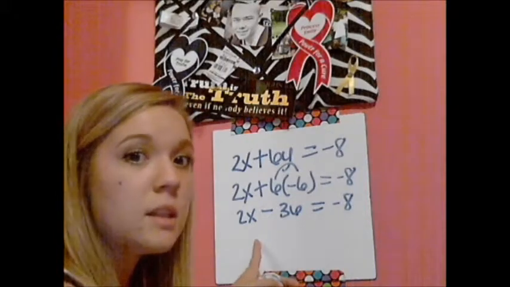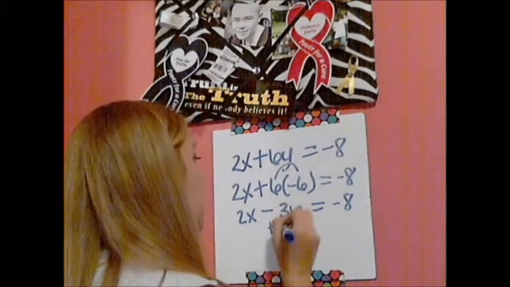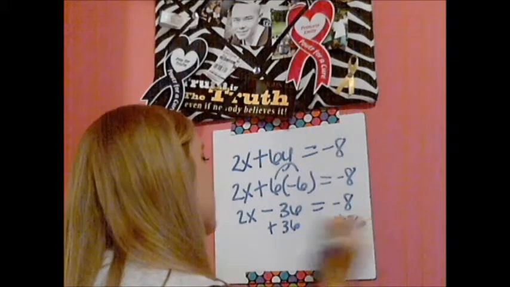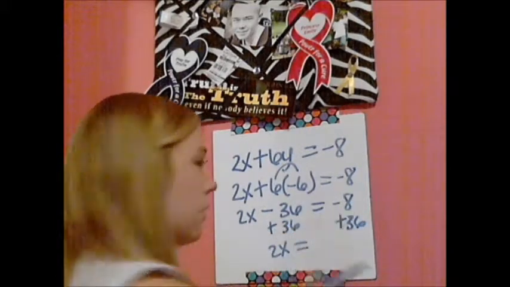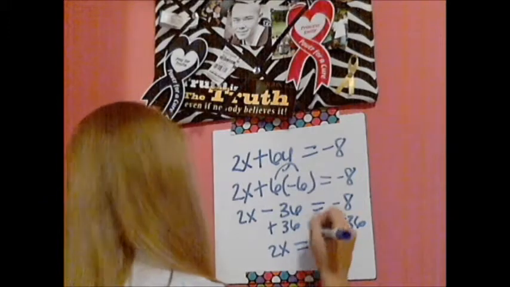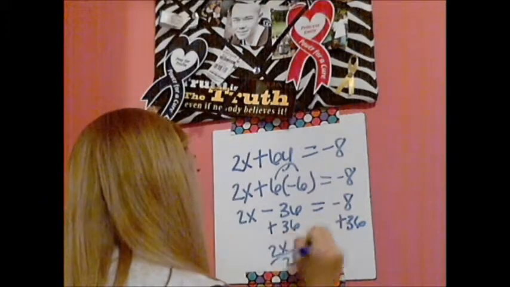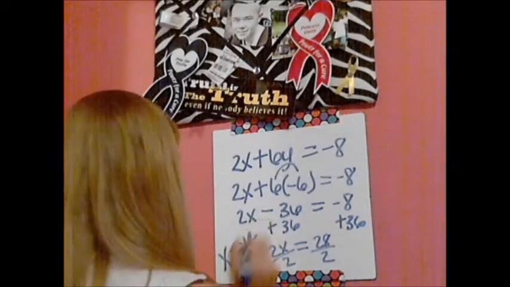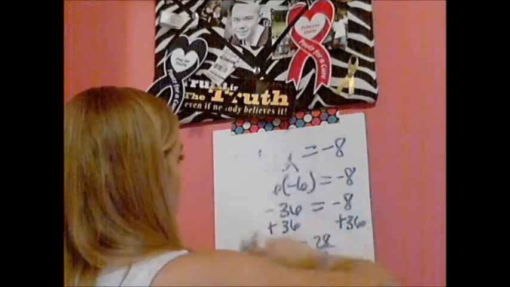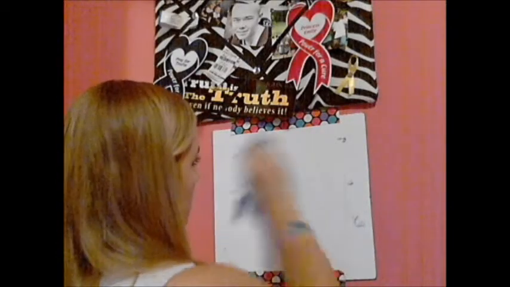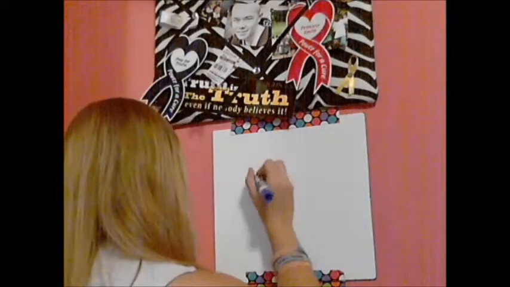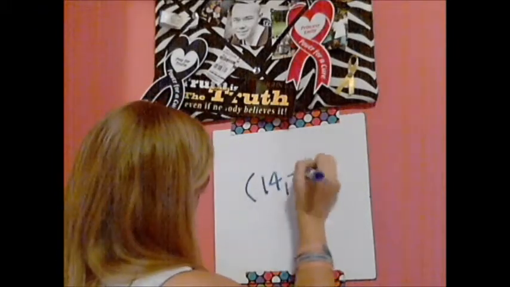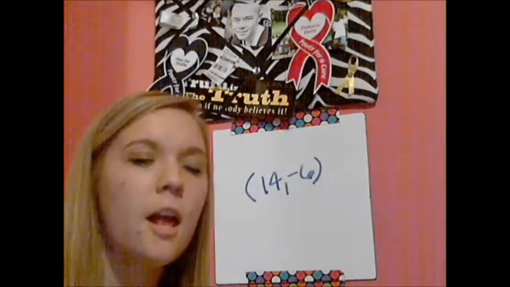Now all I have to do is get this x by itself. Add 36 to both sides. Negative 8 plus 36 equals 28. Divide by 2. And you get x equals 14. And the answer to this equation would be 14 and negative 6. And that's how you solve systems of equations by using elimination.